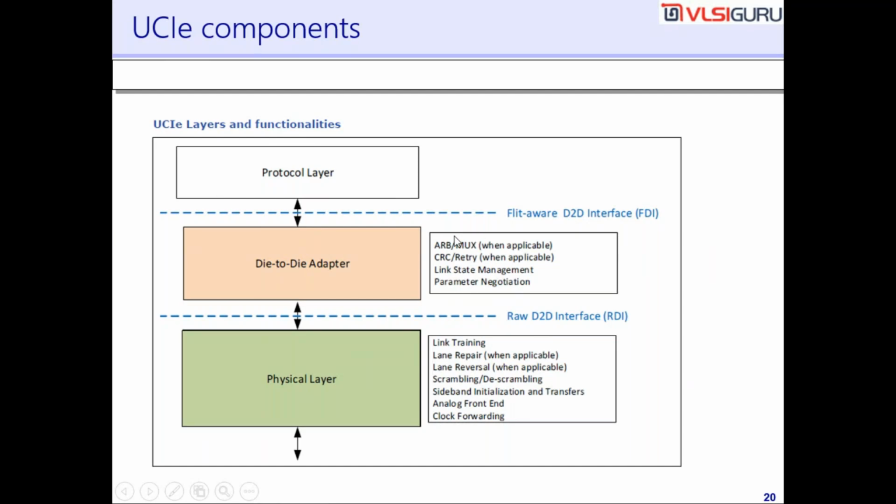RAW format. The die-to-die adapter is responsible for arbitration and multiplexing logic wherever it is applicable, taking care of CRC calculation and doing the retry, link state management, and the parameter. Definitely you don't see the flow control credit management here. The physical layer is responsible for link training, lane repair wherever it's applicable, lane reversal, scrambling and descrambling, sideband initialization and sideband transfers, and it offers analog front end. It also does clock forwarding. Clock forwarding means generating a separate clock and sending it to the other die.